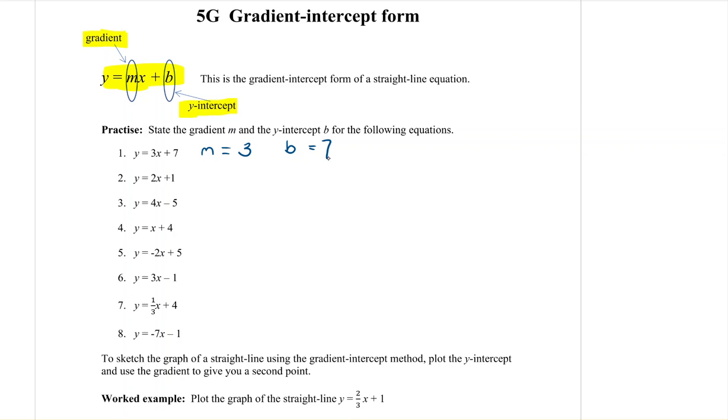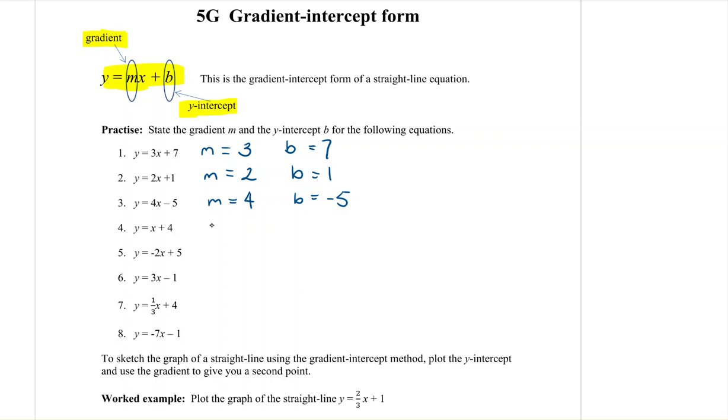Okay, let's try question 2. Or maybe I'll ask some people. Let's start with you, Bella. What's m? 2. Good. Clayton, what's b? So the m is the number in front of the x, the b is the number without. Yeah, the 1. Good. Ashton, question 3, what's the m? 4. Yes, and Jack, what's the b? 4. Yes, but also minus 5. Don't forget, when there's a minus sign, you have to include that as well.